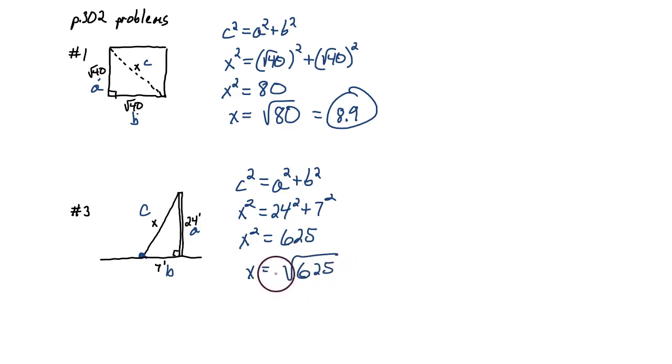Like last time, I'm not going to say plus or minus. Because this is a real-life problem, I'm trying to find how long a wire is. A wire can't be a negative distance long. The square root of 625 is 25.